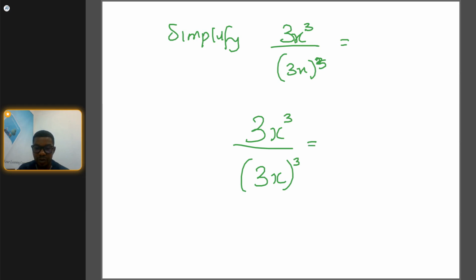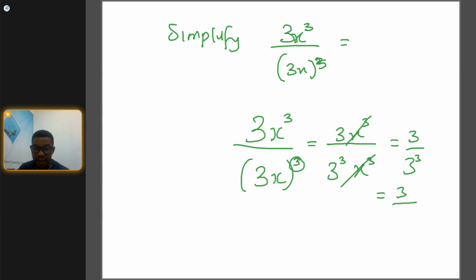Okay, great response. Let's do it together. It is 3x raised to power 3 over x cubed. This power must affect what you have inside the brackets. That will be 3 raised to power 3, x raised to power 3. Of course, these two are the same, so we cancel them. And we have 3 over 3 raised to power 3, which is 3 over 27. 3 here, 1, 3 here, 9. So the answer is 1 over 9. Great response, Emmanuel.